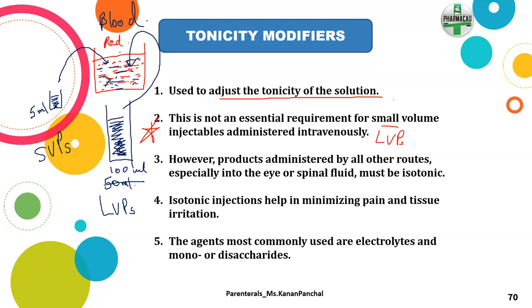तुम कौन से भी tissue में administer करो, ये मैंने IV का example दिया, कौन से भी tissue में administer करो, it must be isotonic. And in these tissues, even if you are administering a small amount, it should be isotonic. Blood में LVPs के लिए it becomes very crucial, SVPs में manageable है. Why? Because तुम्हारे blood का volume is very high.